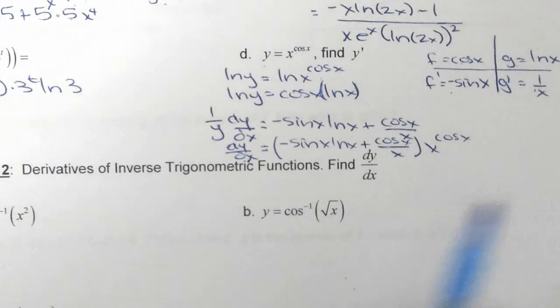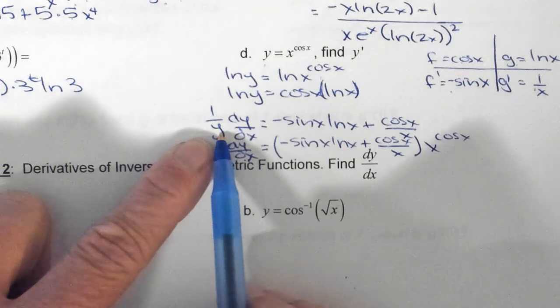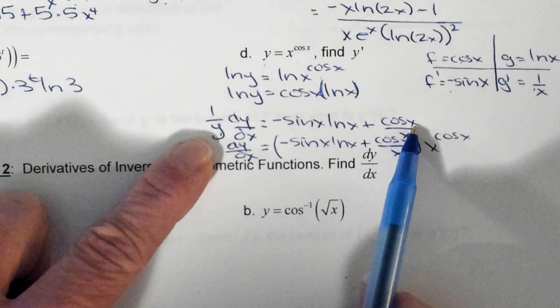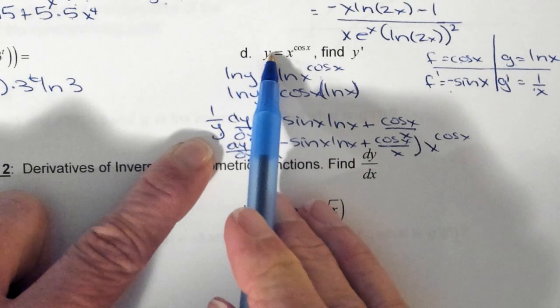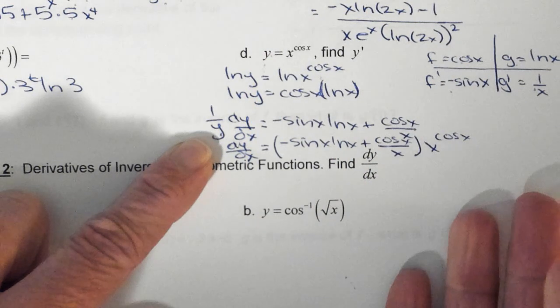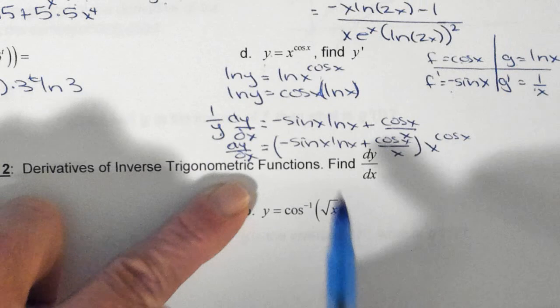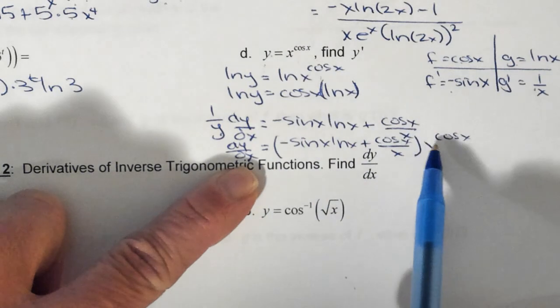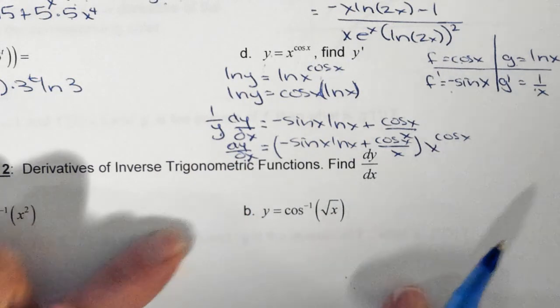Can someone tell me why we multiplied by x to the cosine of x? Yeah, so here, if you're solving for dy/dx, you have to move this y over here. But we know what y is equal to. So I just saved myself a step. Instead of multiplying by y and rewriting all this messiness right here, I know that y is equal to x to the cosine of x. So I made the substitution.